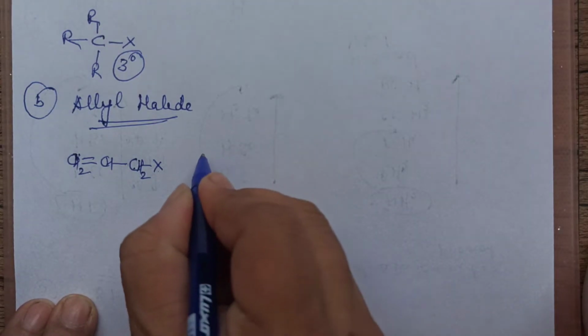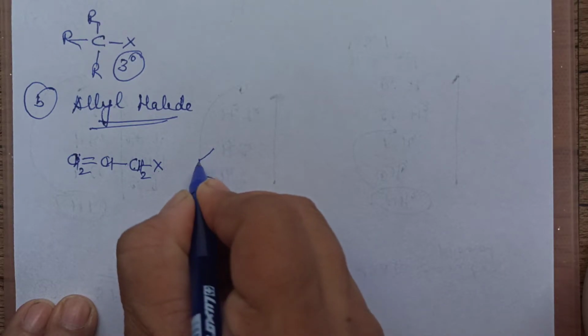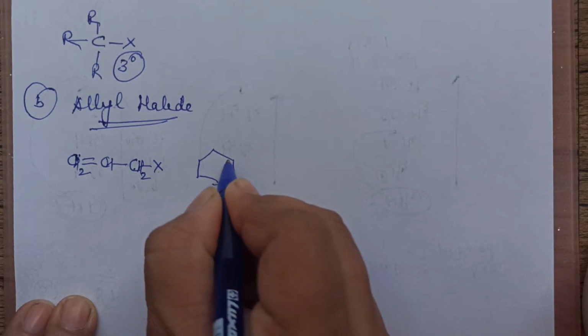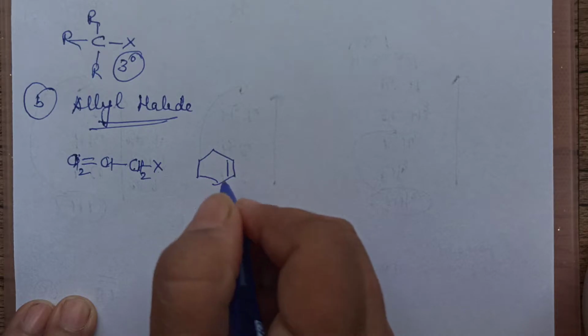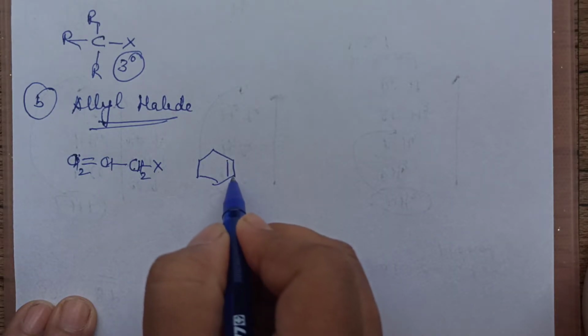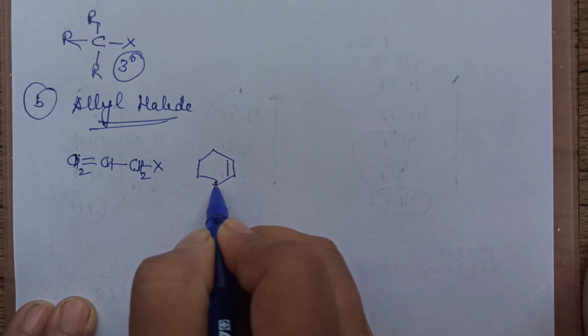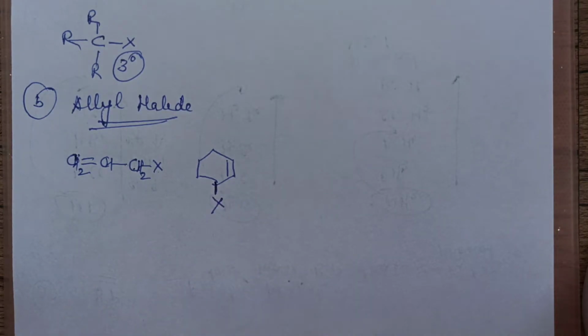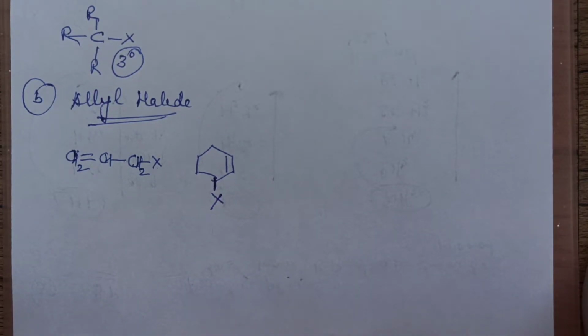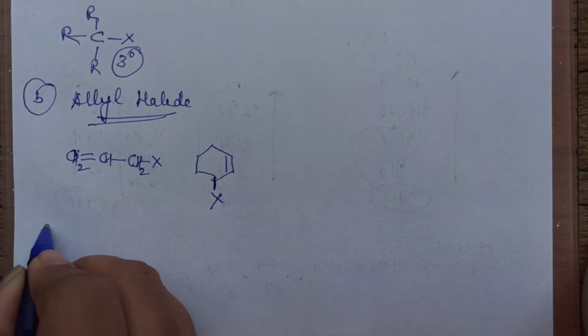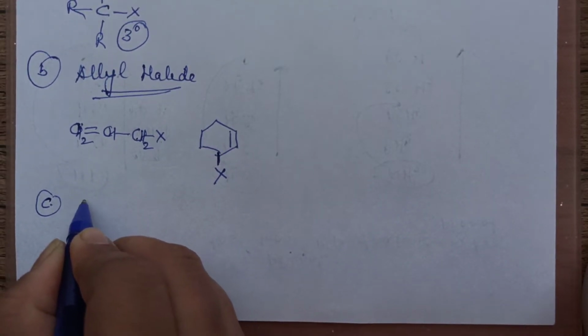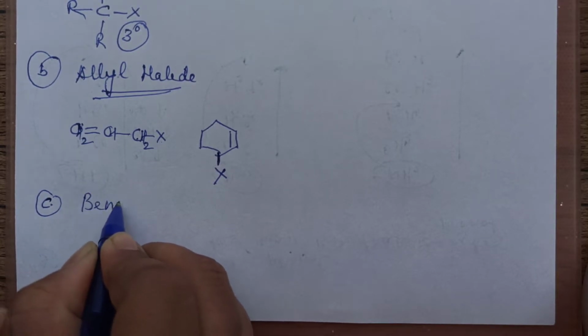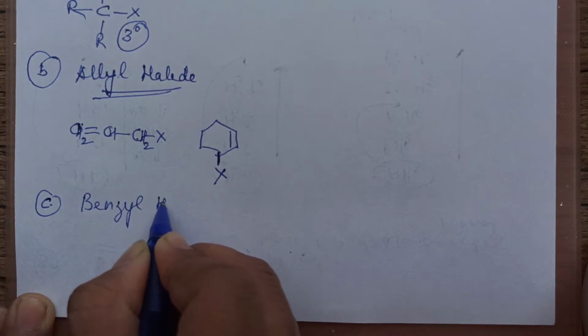Okay, you can take one more example of allyl. It may be even in a ring. You have a double bond here. These two carbons have the double bond, and the next carbon contains the halogen. This is allyl halide. The third one we are taking is benzyl halide.